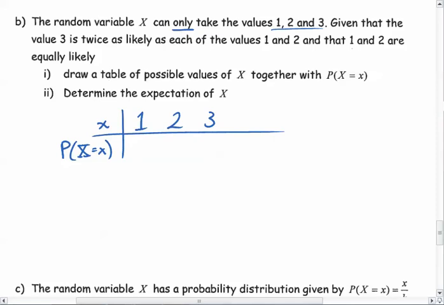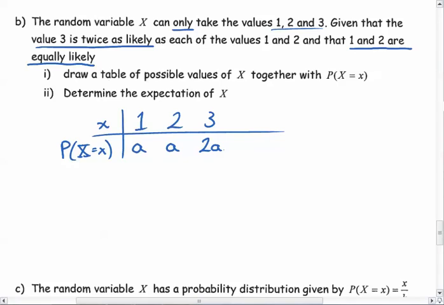So I don't know what the probability is. I'm going to put a variable for those. I know that 1 and 2 have the same chance. So I'm just going to give them the same letter. Maybe A. I don't know what A is. I just know that they are both the same probability. And then value 3 is 2 times as likely as 1 and 2. So I don't know what the probability is, so I'm just going to call it 2A.